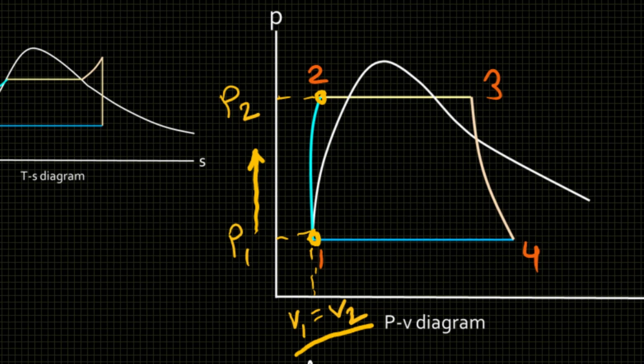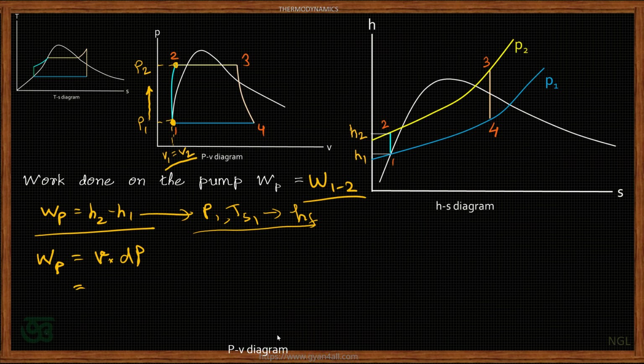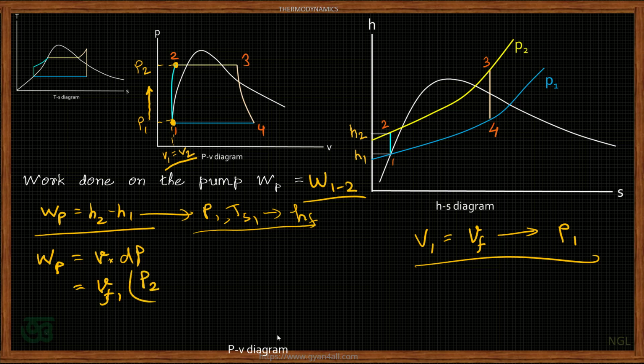And what is volume V1? From the PV diagram or TS diagram or even HS diagram, this volume V1 is equal to the specific volume of water at pressure P1. So this we can get from the steam table. So volume is Vf1, that means at pressure P1, and change in pressure is P2 minus P1, that means pressure increases from P1 to P2. From this we can calculate the value of pump work.